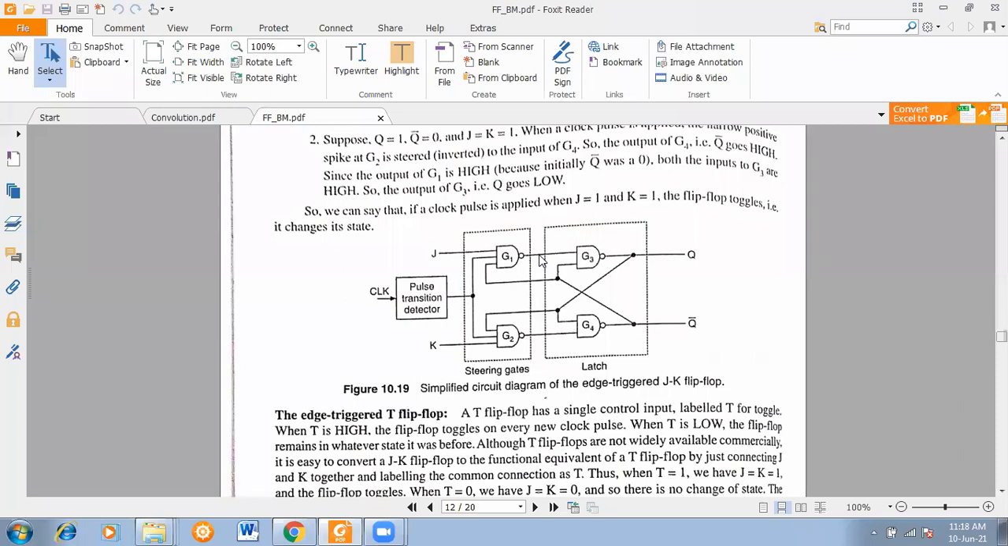So Q was 0. Okay, what did I say Q was? Q 0, so Q bar 1. So what is here? No, J is 0, it is not 1. J is 0, K is 0. So the output of both will be 1. Yes, sir. So the output of G1 is also 1, and the output of G2 is also 1. So this is 1 and this is also 1, so it becomes 1 1.